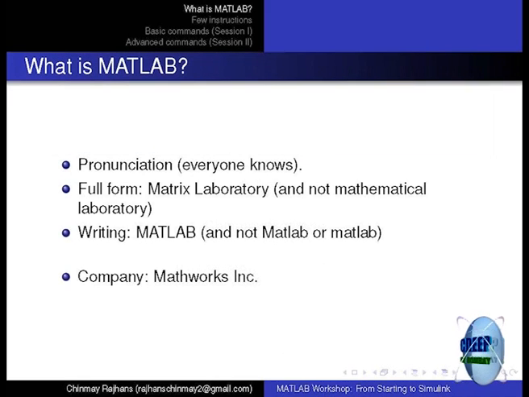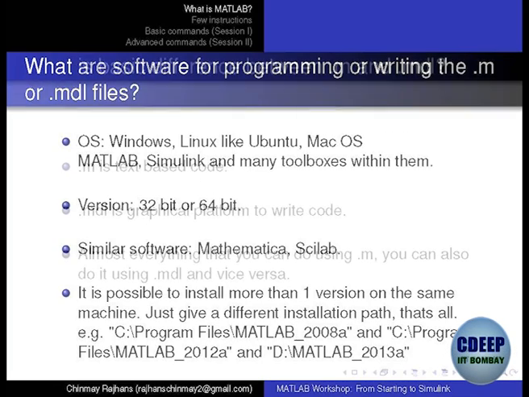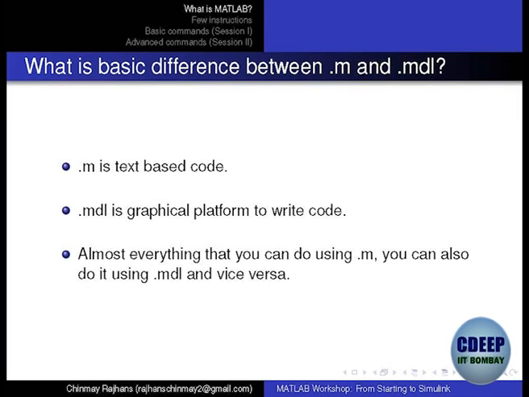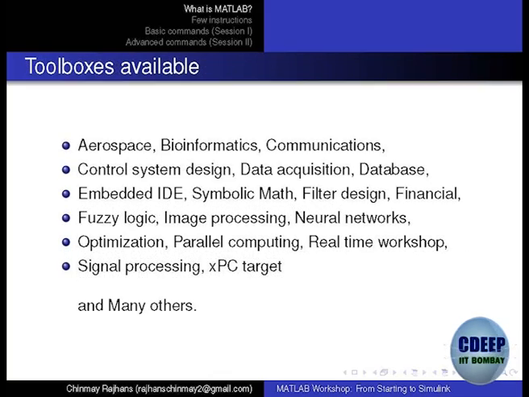We saw what is MATLAB. Pronunciation is MATLAB. Full form is Matrix Laboratory, written in capital. It has versions for Windows, Linux, Mac, 32-bit, 64-bit. The open source version is called Scilab. You can install more than one MATLAB version, just give a different installation path. You can have .m code or .mdl file. .m is the text-based code. .mdl is the Simulink, that is the graphical mode of doing things.